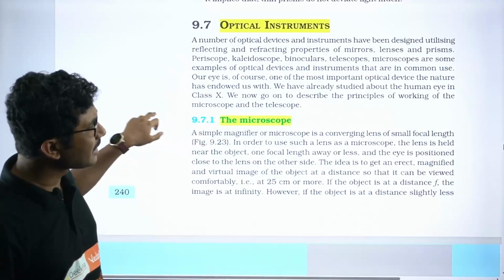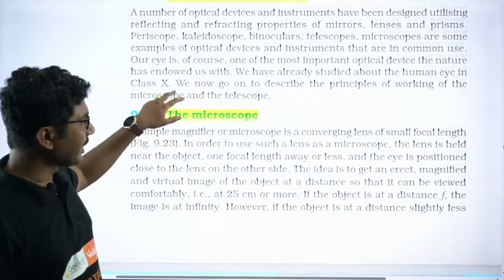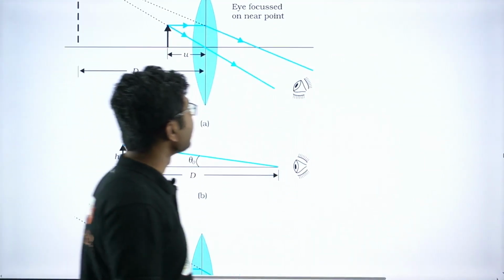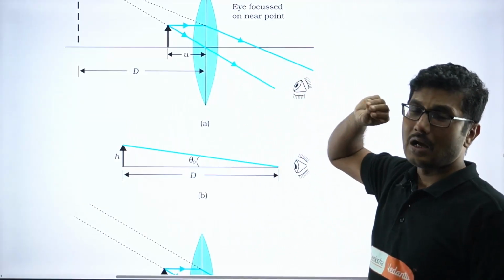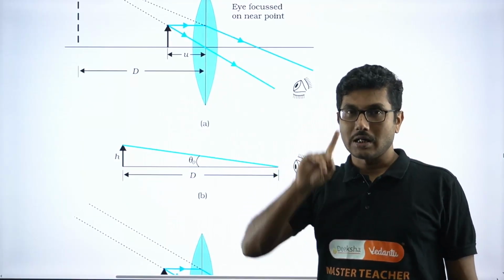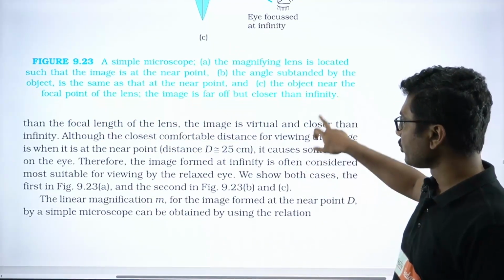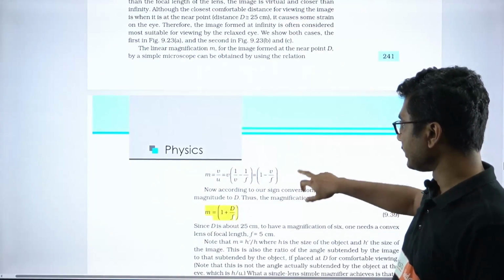Now, optical instruments. Let's move on to the optical instrument part. What are the optical instruments? We have microscopes and telescopes. First we will start with the microscope. A simple microscope means a simple convex lens, only a single convex lens. Compound microscopes have more than one lens.